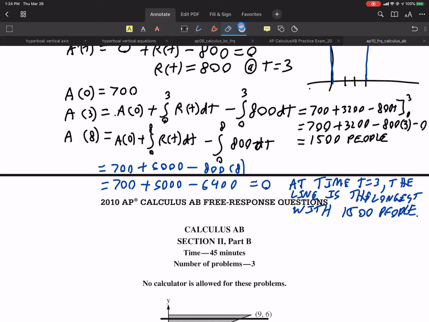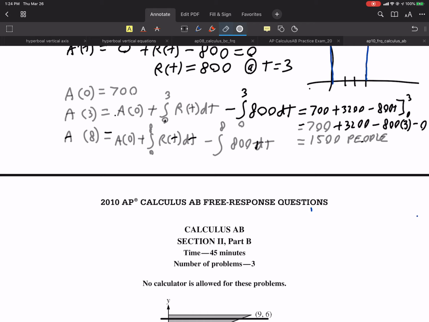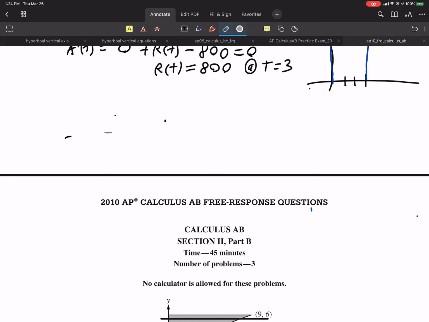Let me show you another way. Try to erase all this stuff. I think you'll find this way a little easier. And I will show you the concept. We have a theorem. I will explain the theorem after I work this problem out.